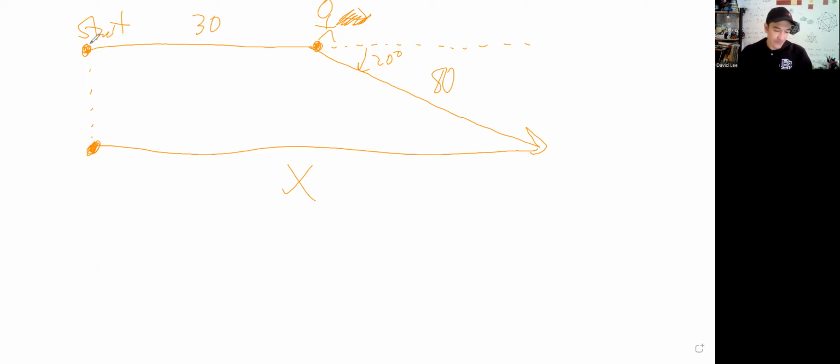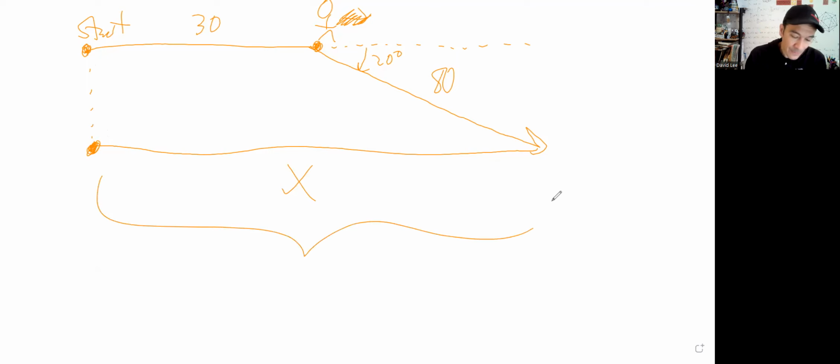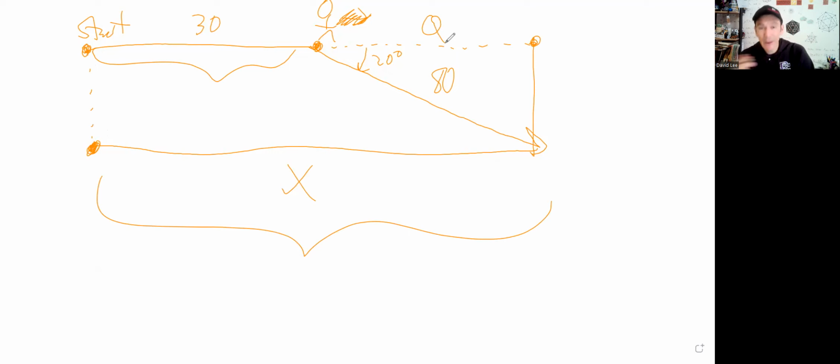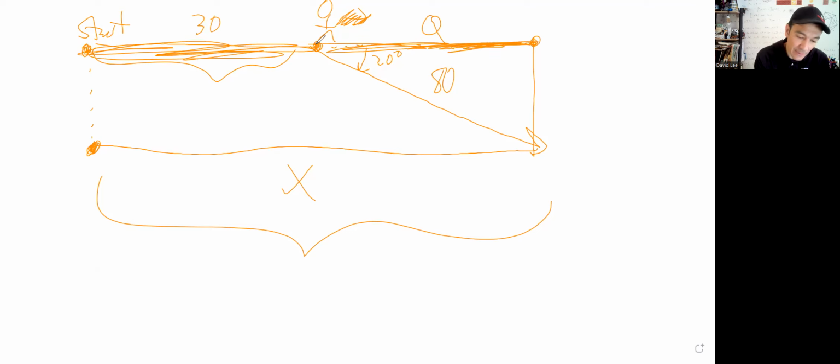Can I convince you that X is nothing more than 30 plus Q? That's all it is, right? Because it's parallel. It's like a rectangle, like parallel streets. That's what X is. X is the goal. But X is the same as this 30 plus this Q that I just created, right? So solve for Q, add it to 30, and that represents X, and we're done, right? Because they're parallel, they're congruent.